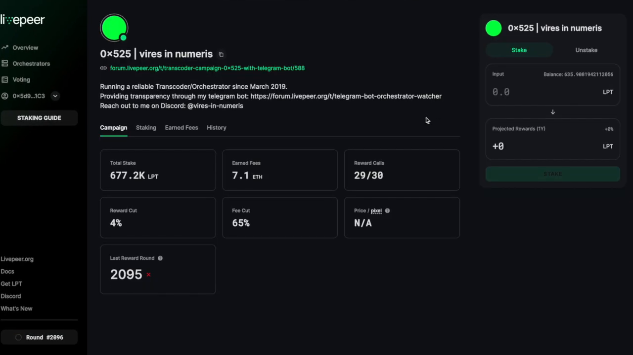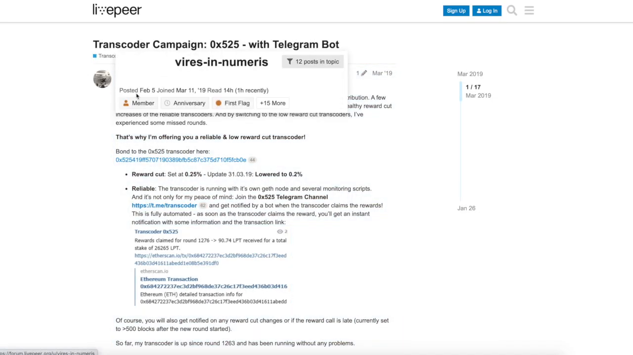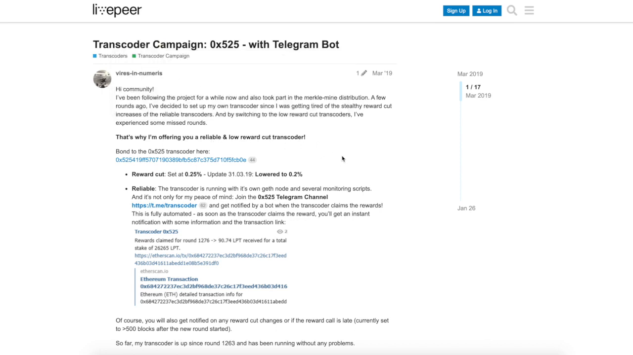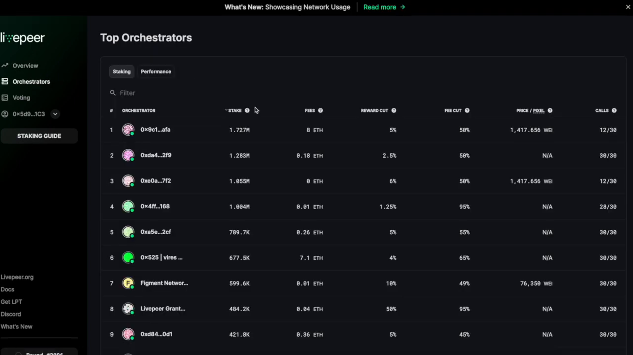If you want to learn about the team you're staking to, all you've got to do is click on their forum. It'll take you to their forum and teach you a little bit about what they're doing. You can kind of see who he is as a person, what he does. It's really kind of open source and explains to you what it does. You can also become a transcoder if you want.